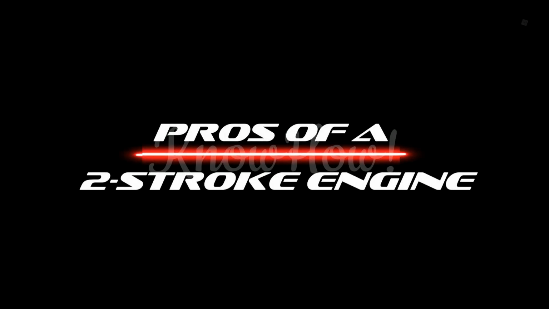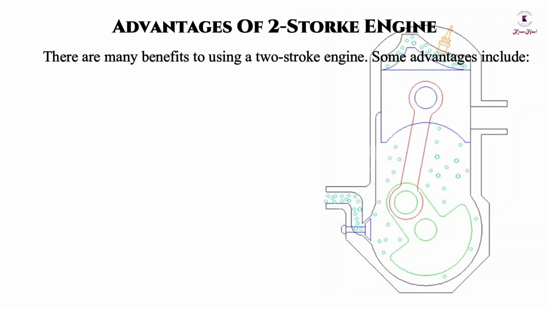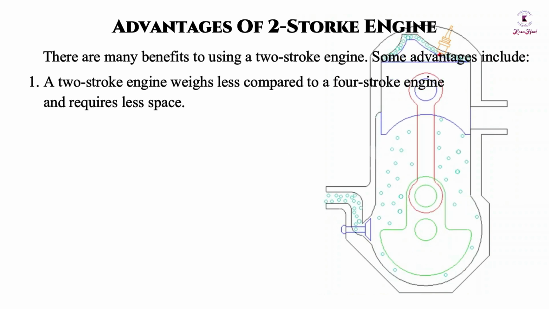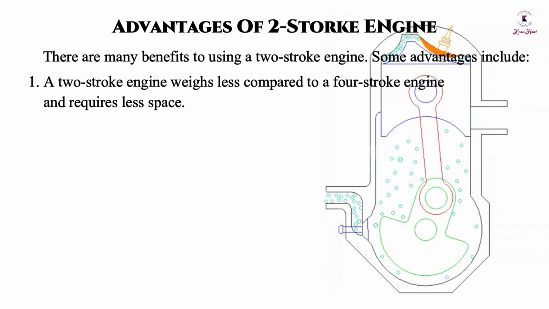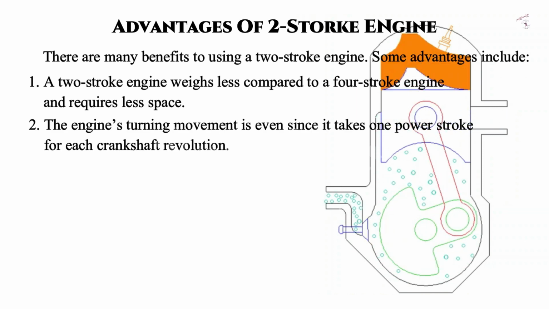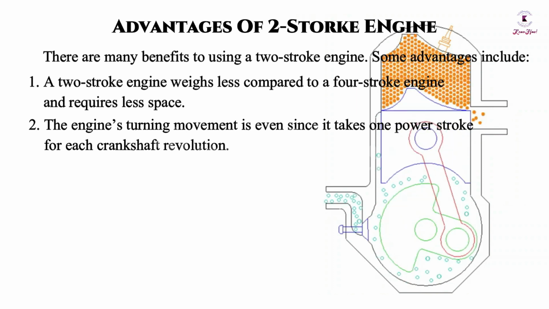Pros of a two-stroke engine. There are many benefits to using a two-stroke engine. Some advantages include: 1. A two-stroke engine weighs less compared to a four-stroke engine and requires less space. 2. The engine's turning movement is even since it takes 1 power stroke for each crankshaft revolution.